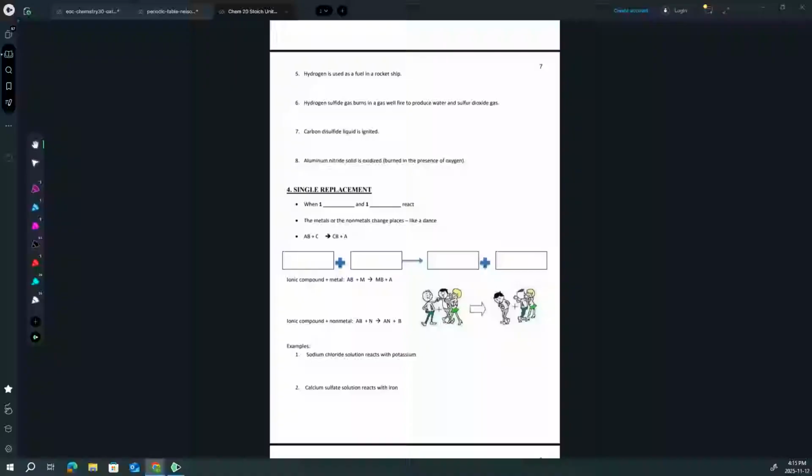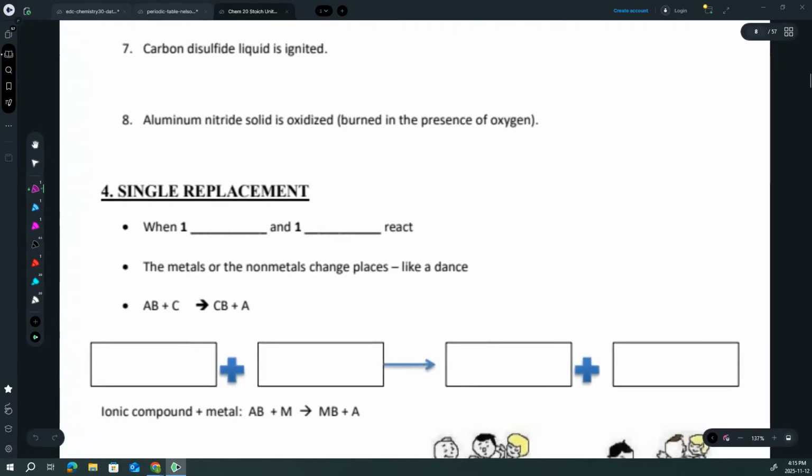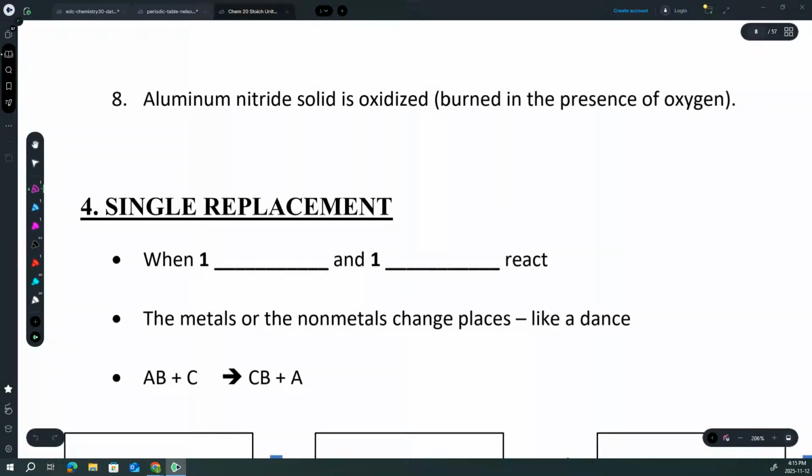Alright, in this video we're going to go over single replacement and double replacement reactions. For single replacement reactions, you can identify them when, for your reactants, you have one element and one compound reacting.